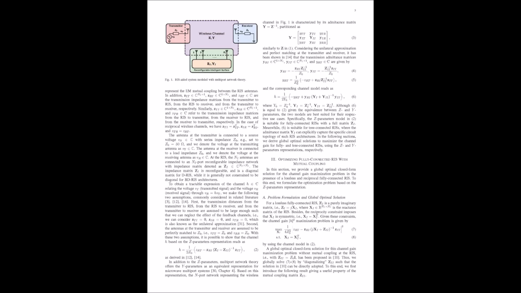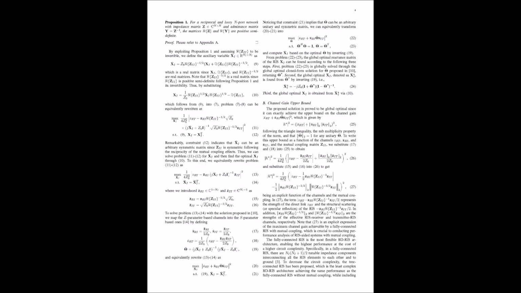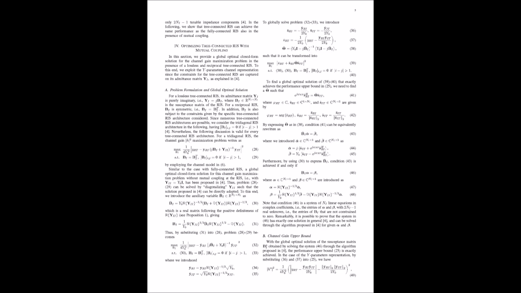Now, does that gap change when there's mutual coupling involved? Yeah, so as the mutual coupling gets stronger, the performance gap between BD-RIS and D-RIS actually gets wider. Oh, wow. So it's almost like BD-RIS is able to use the mutual coupling to its advantage. Exactly. Whereas D-RIS can't really do that as well.